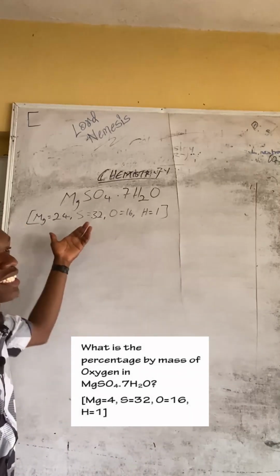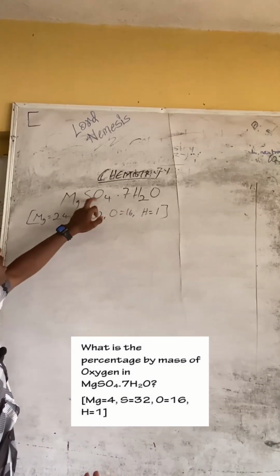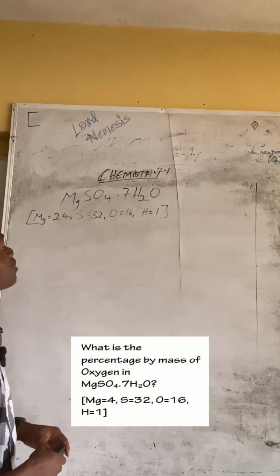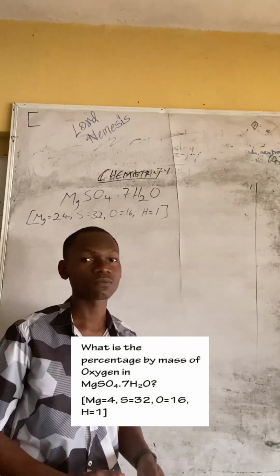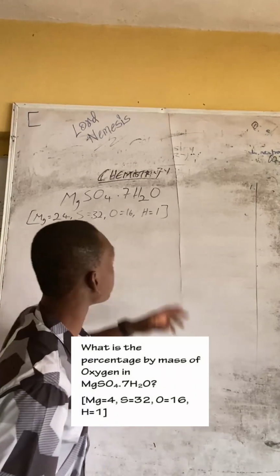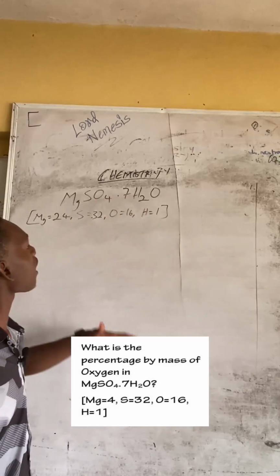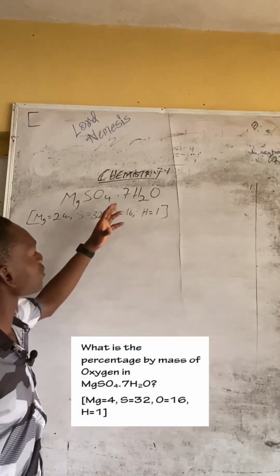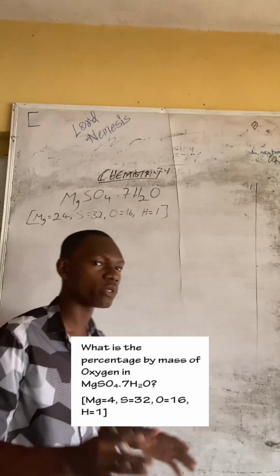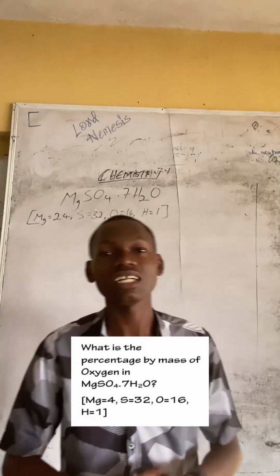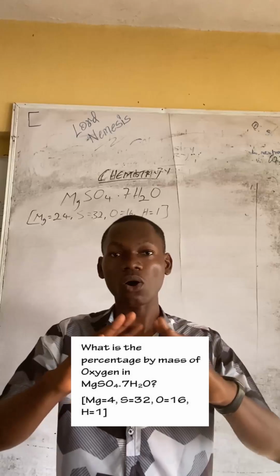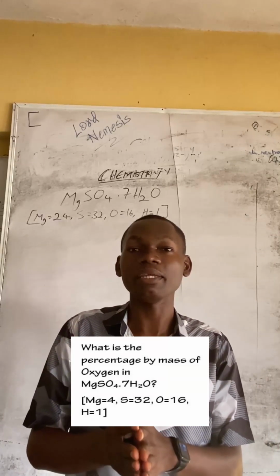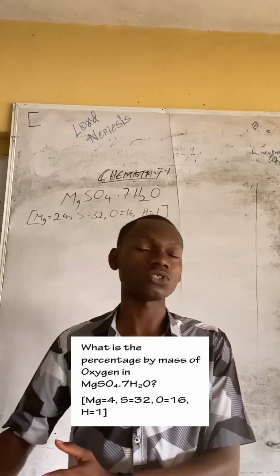To calculate the percentage by mass of oxygen in this particular compound, magnesium sulfate, which is also a hydrated salt with 7 molecules of water. What is the percentage by mass of oxygen in this particular compound? Before we do that, we have to calculate the relative molecular mass of all the elements present in that compound, and then we'll calculate the mass of oxygen alone. So that is what we're going to do.